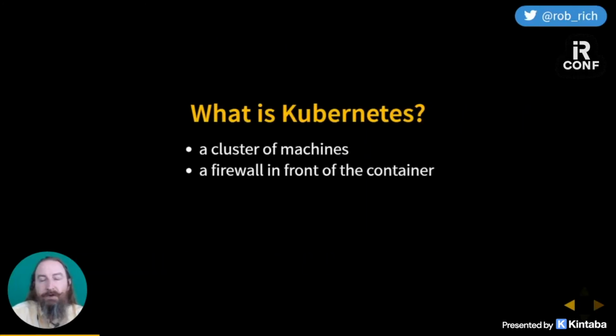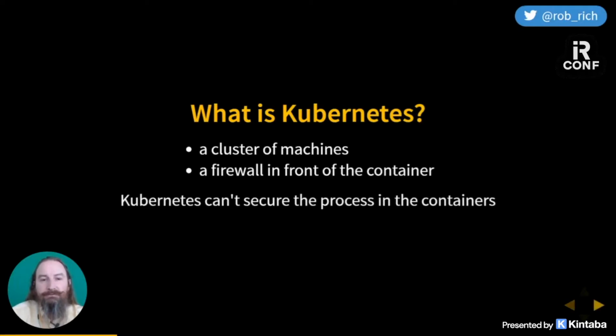In short, Kubernetes is a cluster of machines. At best, it's a firewall in front of our container. But Kubernetes focuses on getting our application started, not on keeping our application secure.